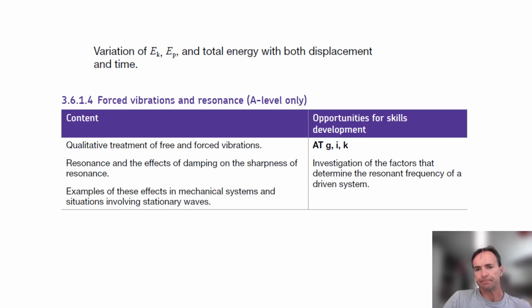Okay, that's it. So simple harmonic motion in 3 lessons. Qualitative treatment of free and forced vibrations. Just think of the swings. Free vibration is a swing just going on its own. Forced vibrations are when you're pushing the child and you're going to get larger amplitudes. Resonance and the effect of damping on sharpness, and of course examples. We're finished. Okay, let's move on.